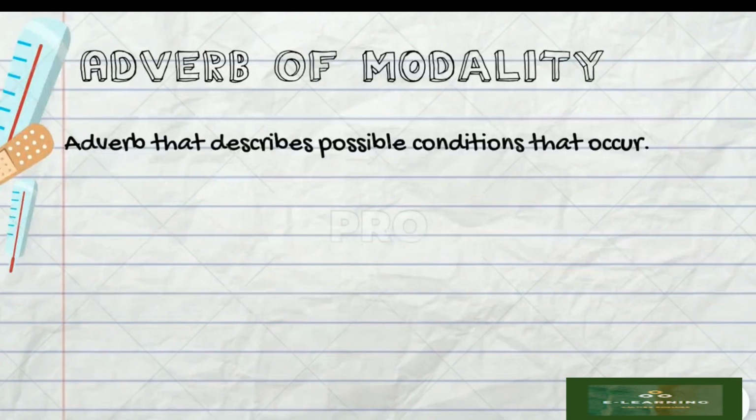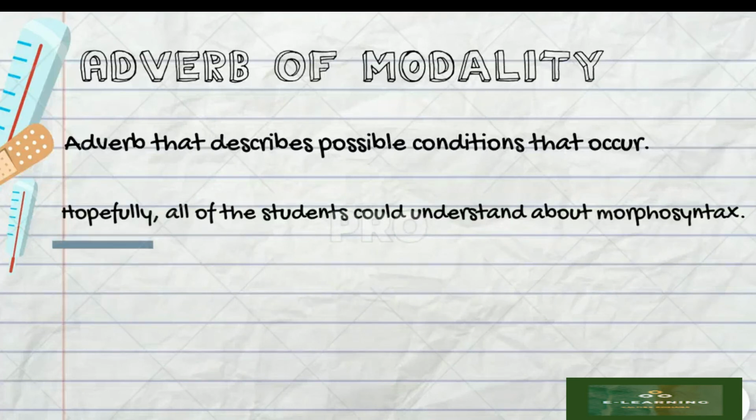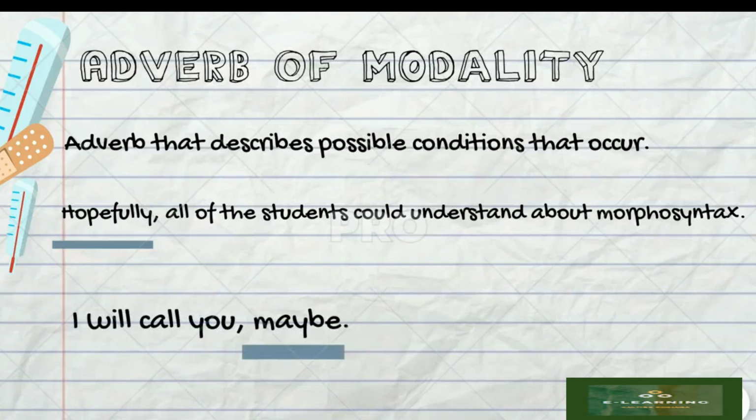Adverb of modality. Here we cannot use an adverbial phrase of modality, but we use an adverb of modality. An adverb of modality describes a possible condition that may occur. Hopefully, all of the students could understand morphosyntax. Hopefully is a kind of modality. I will call you, maybe. Here, the word maybe is a kind of adverb of modality.